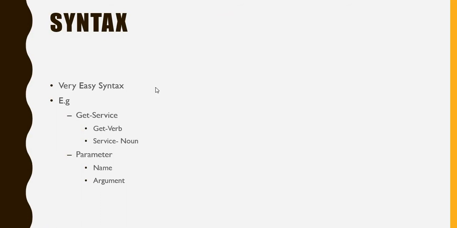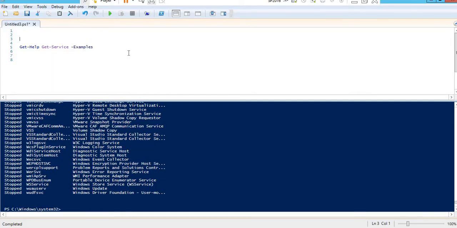Now before we move forward, somebody was asking that he is not able to get the help. So if you are not finding the complete help, you can update your help through this command, Update-Help. I'm not executing it because it will take time, so you can execute it, then you will be able to see the update with the examples also.